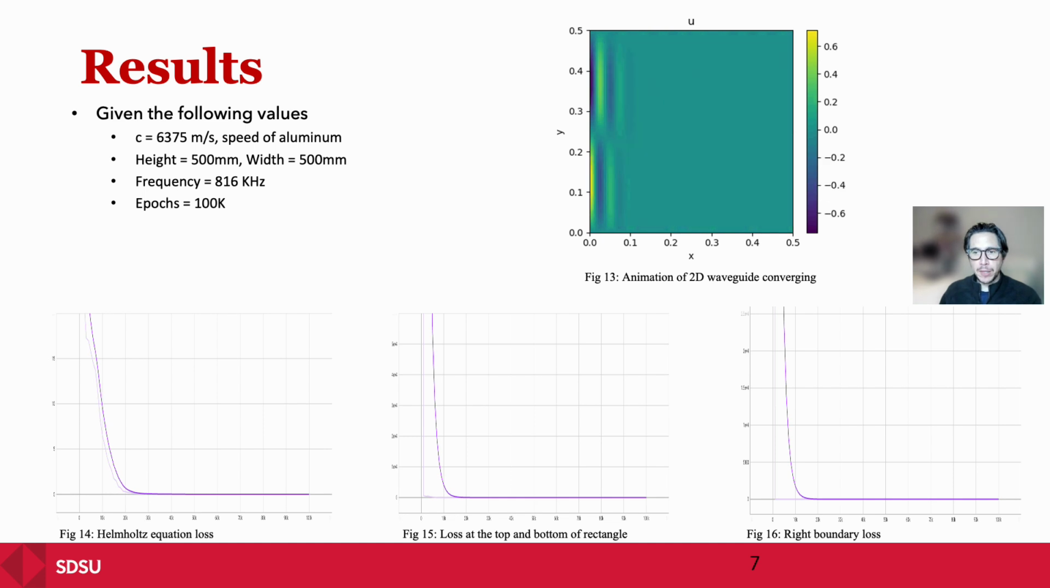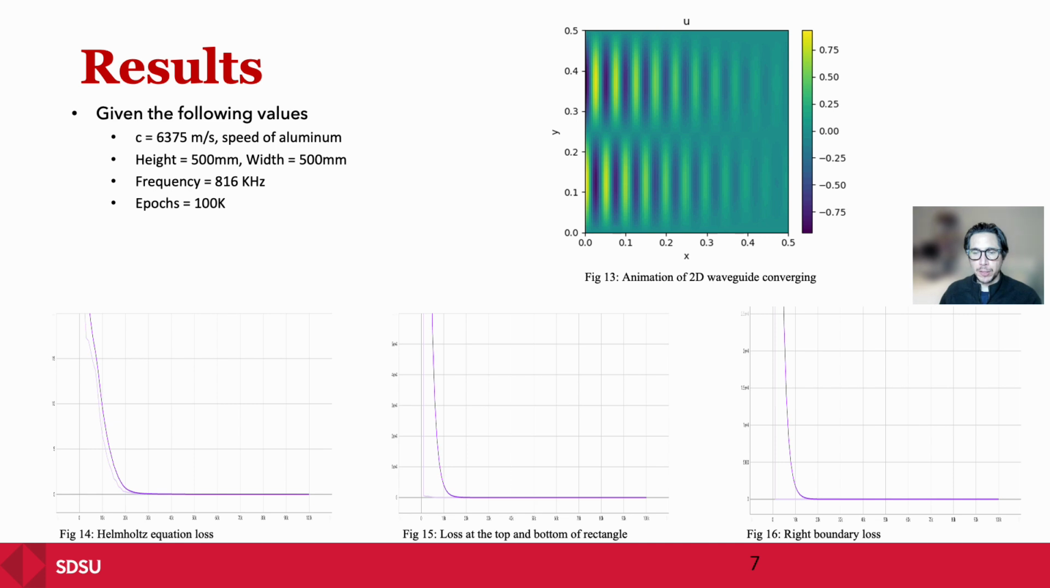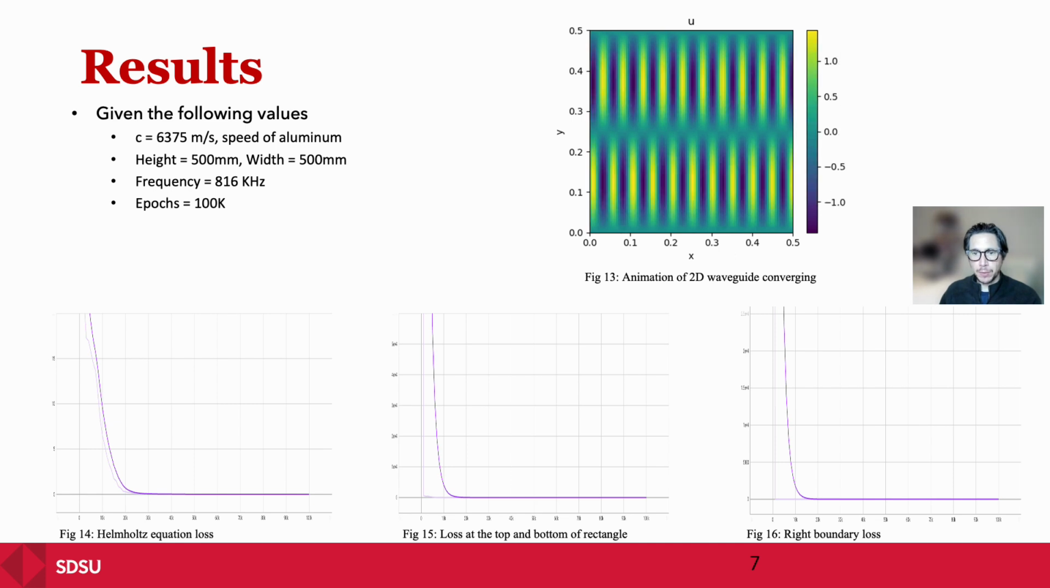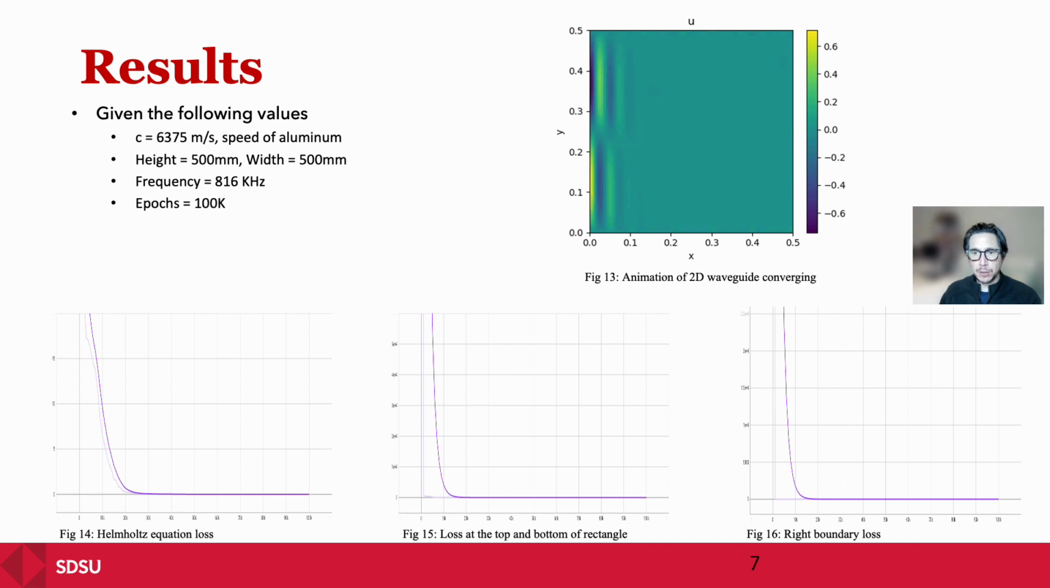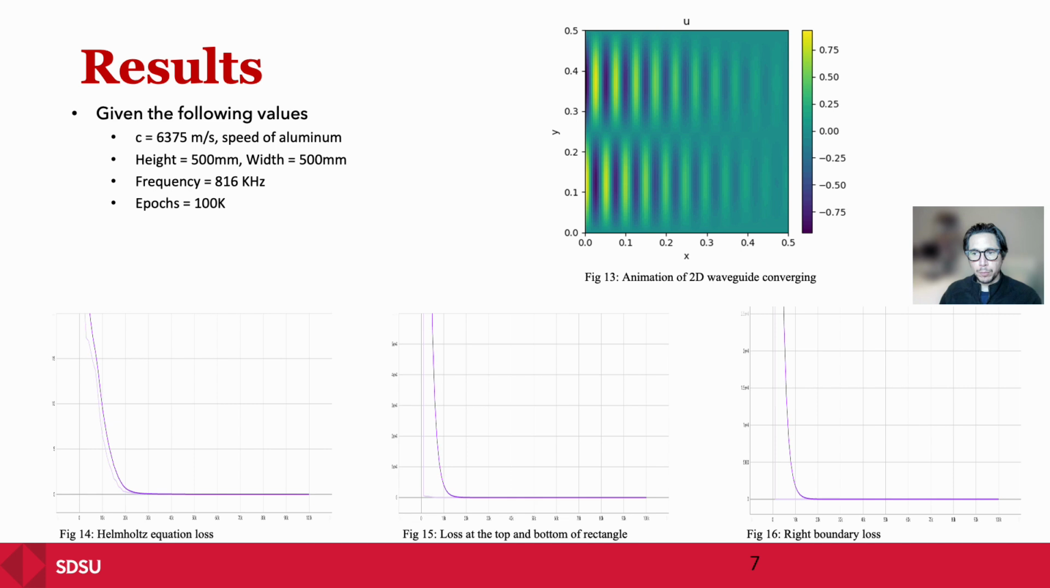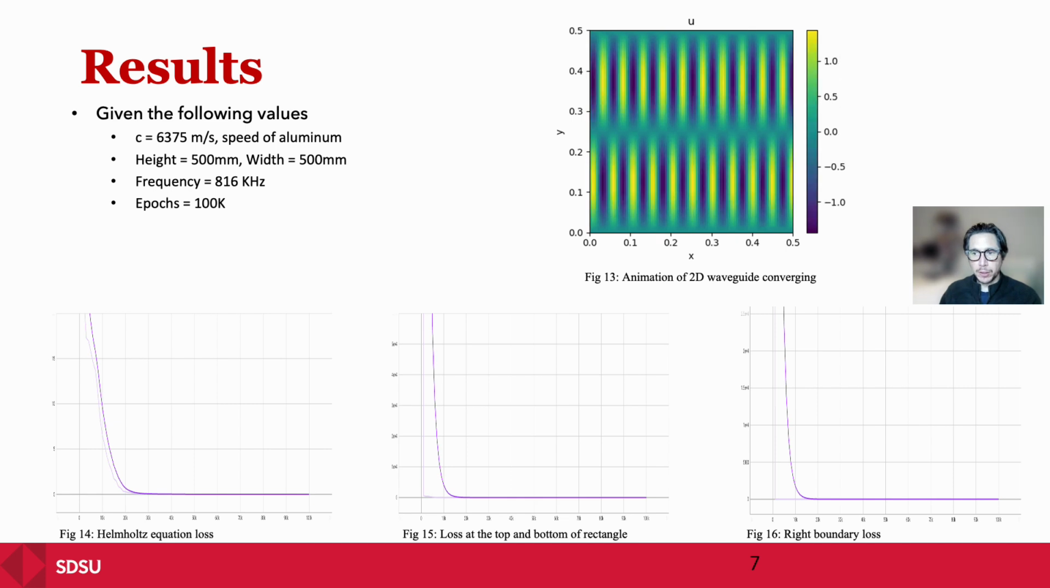Figure 13 shows an animation of how the network converges to a solution over each iteration. We see in figures 14 through 16 that the loss improves over each epoch. Going forward, we will be looking into improving our accuracy and the number of iterations to converge to a solution. Lastly, we will be moving forward to using an ultrasonic guided wave geometry, as this is currently modeling 2D waveguides.